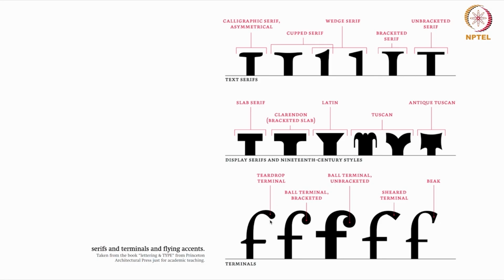Also, depending on terminals, a letter takes different kinds of features. For example, ball terminals, whether it is bracketed, where you find a curve, or it's very edgy and angular, right? So it is called unbracketed. So this kind of different beak you can see. A lot of literal word meaning has been taken from day-to-day life, and this is how the terminals also differentiate one letter from another letter.